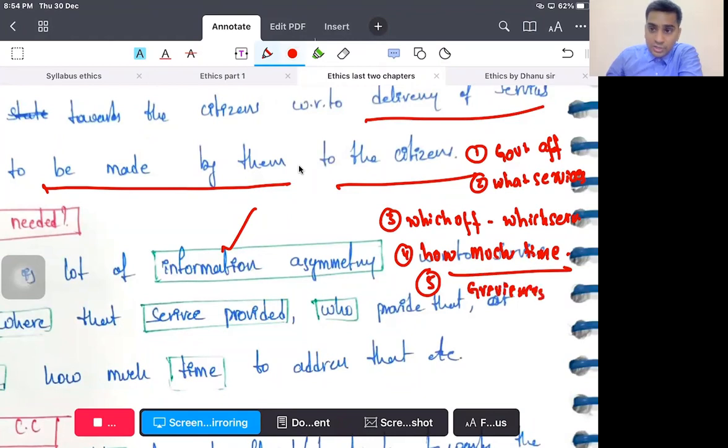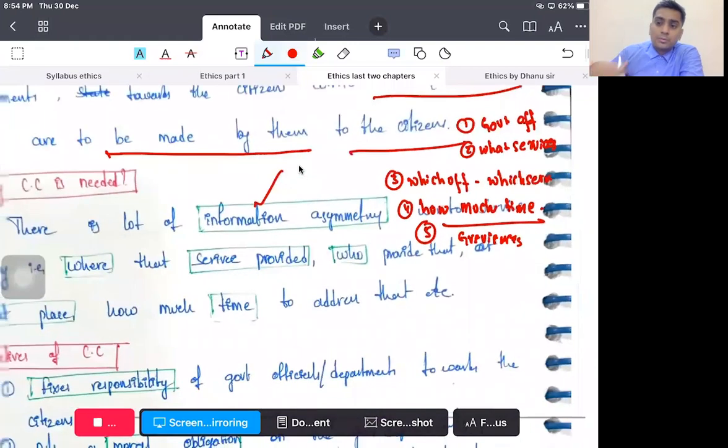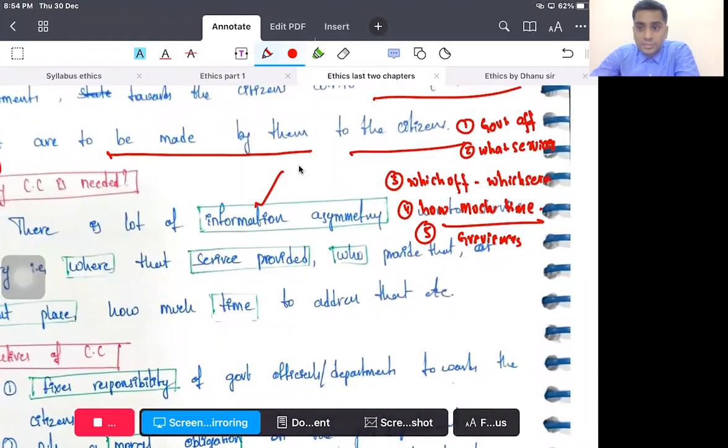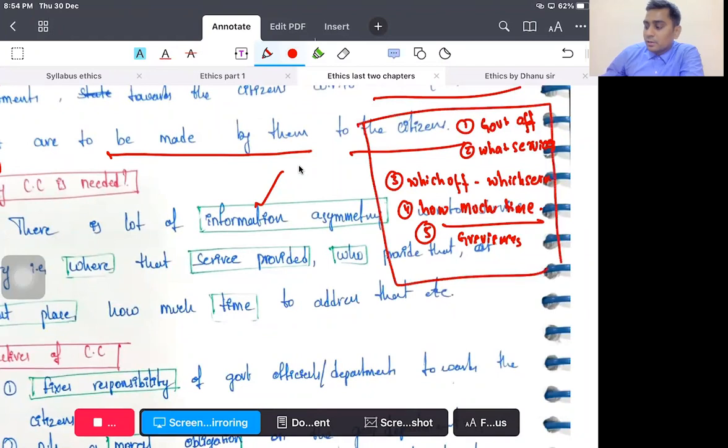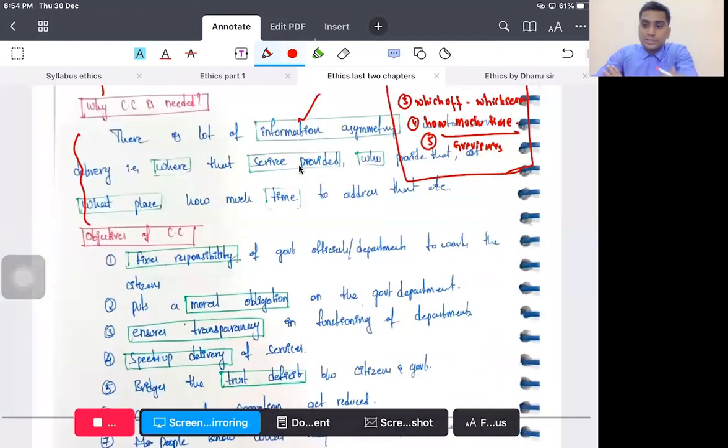That is, if he is not giving the information, or if he is asking some bribes, then you have to go and complain to some grievance redressal mechanism, right? There should be some grievance redressal mechanism. So all these 5 things should be immediately on the front, the moment you enter into the so-called government office. So these are the things that the citizens charter should contain.